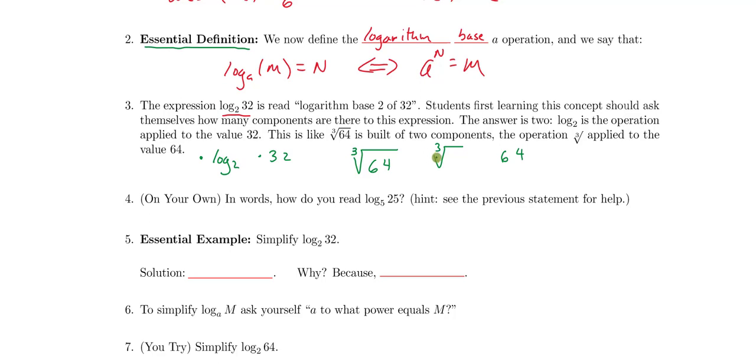The same way you wouldn't think of the check mark on its own, because that would be a square root. We have the cube root, and it's all one entity when we write that out. So hopefully that does some clarification.